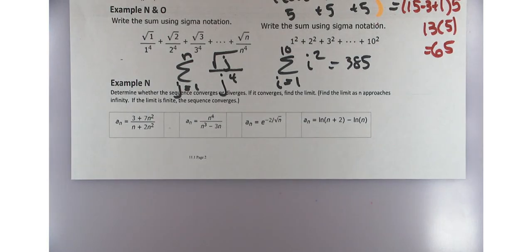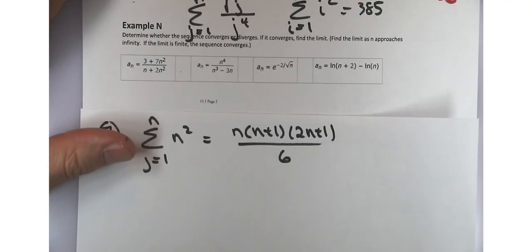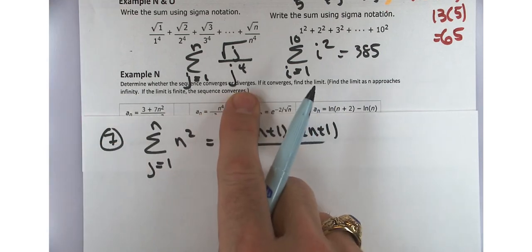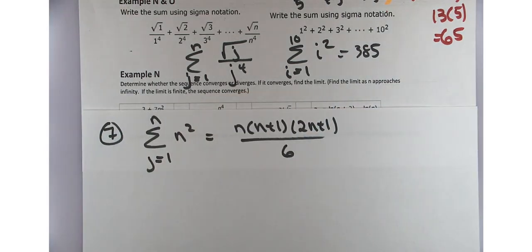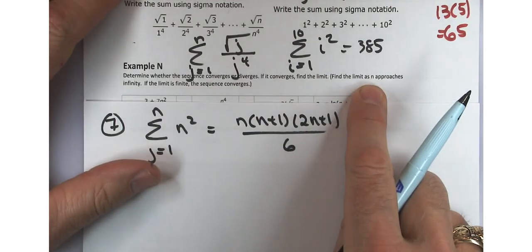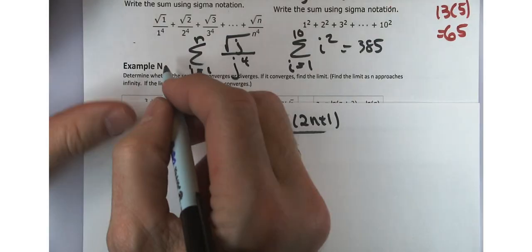So let's take a look at example n here. And it says, determine whether a sequence converges or diverges. If it converges, find the limit. So this is the limit as n approaches infinity. So this is example, I guess technically this should be example p.